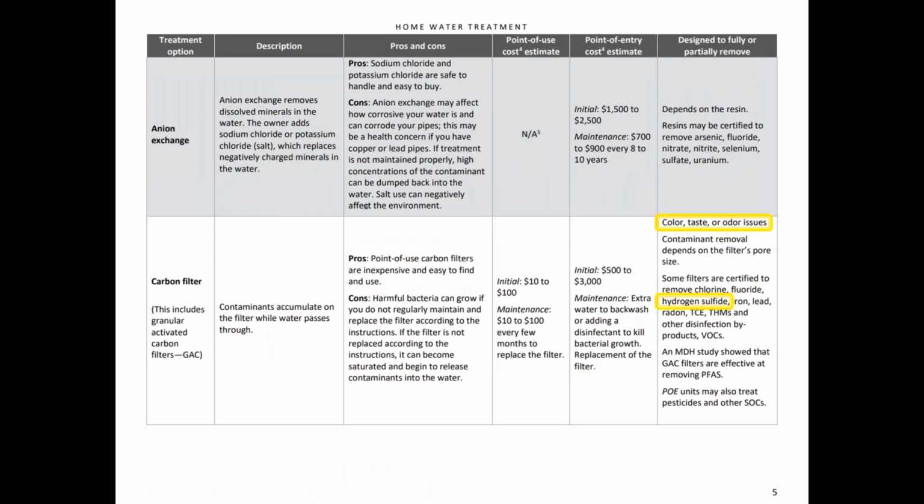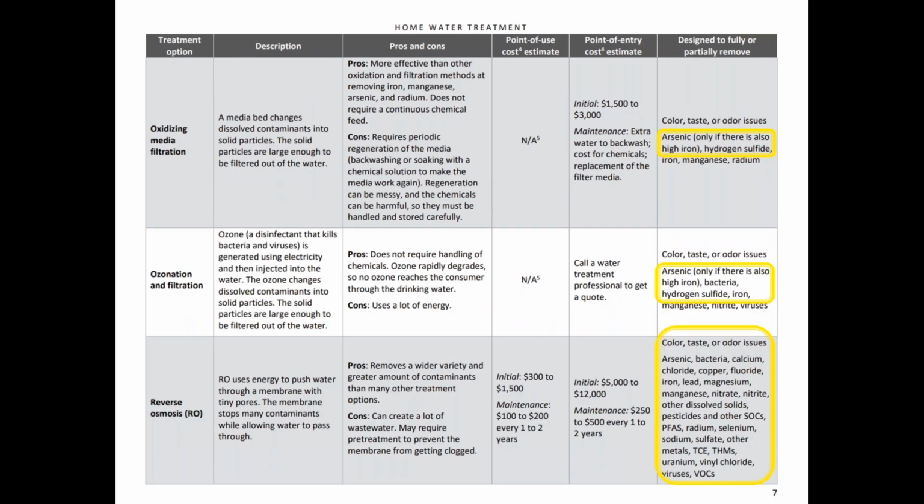As we go down through this, carbon filters I mentioned for hydrogen sulfide, for that color, taste, and odor, and then down at the bottom is RO again. There are other ways. Some of them are more expensive. Like it says for ozonation and filtration, call a water treatment professional to get a quote. It's because it's just not used that often. Ozone's a little more difficult to work with. It costs a lot to run. And so RO is very common.